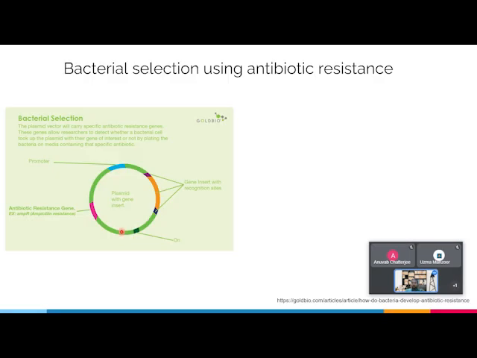Okay, so we'll go through bacterial selection using antibiotic resistance. So what is bacterial selection? What happens is that plasmid vectors carry a specific antibiotic resistant gene. So say you have transformed your particular bacteria with the plasmid. But how will you know which bacterial colony has taken up the plasmid? What you do is called selection.